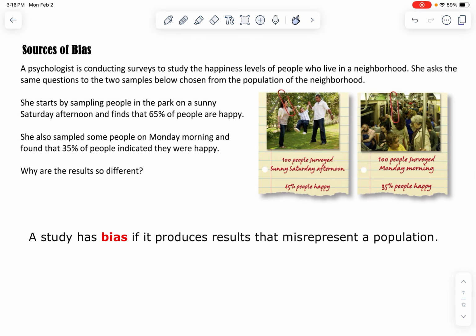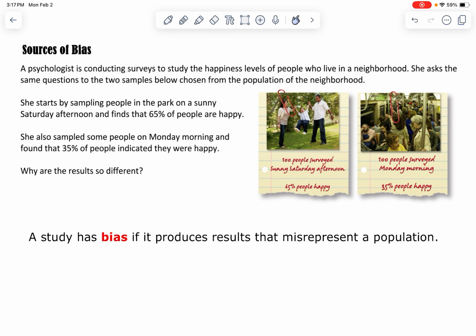Okay, important is bias. We want to be aware of bias because it can impact our results. So take a look at this. A psychologist is conducting surveys to study the happiness levels of people who live in the neighborhood. She asked the same questions to the two samples below chosen from the population of the neighborhood. She starts by sampling people in the park on a sunny Saturday afternoon and finds that 65% of people are happy. She also sampled some people on Monday morning and found that 35% of people indicated they were happy. Why are the results so different?